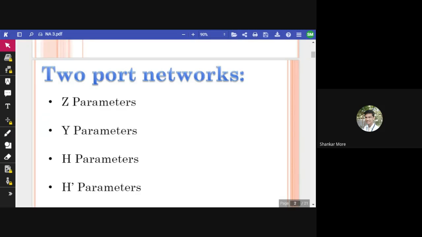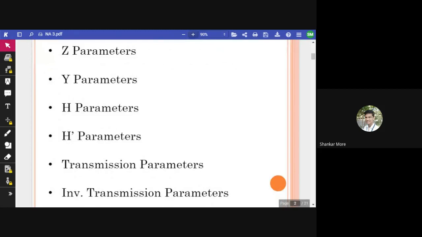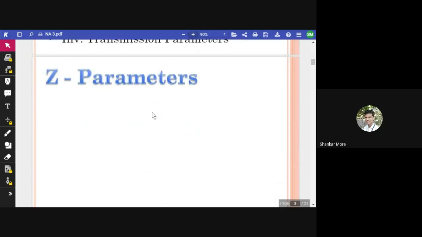Okay, and we have to do some analysis over that network, and we have to find out these few parameters. That is Z parameters, Y parameters, H parameters, and H inverse parameters. After that, we have transmission parameters and inverse transmission parameters. So one by one, we'll see how we calculate all these parameters. Okay. So first of all, we have Z parameters.